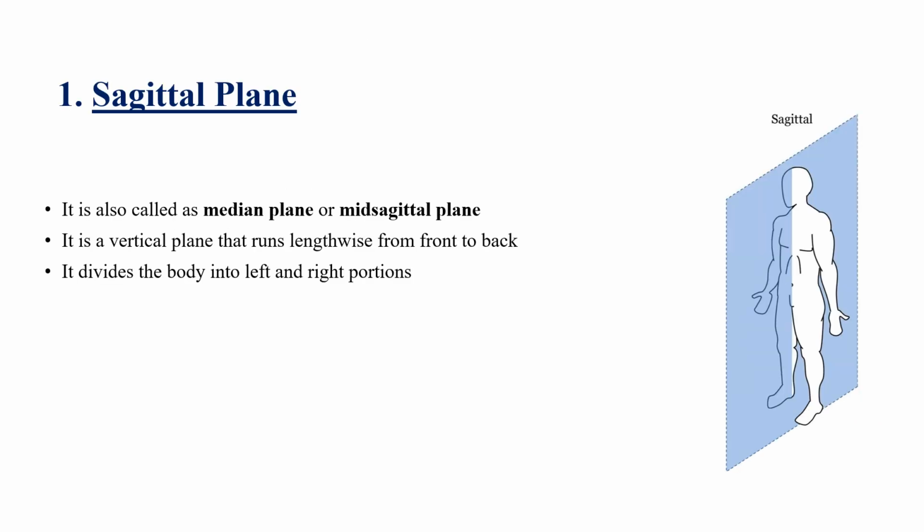Coming to the first plane, that is the sagittal plane, it is also known as the median plane or mid-sagittal plane, and it is a vertical plane that runs lengthwise from front to back and divides the body into left and right portions. If a cut is made along the sagittal plane, it yields a sagittal section.